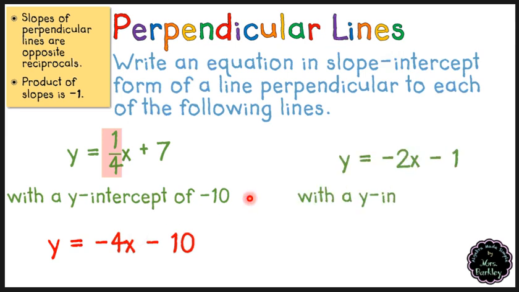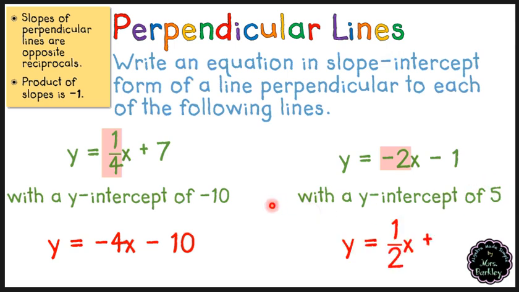Looking at the next equation, y equals -2x minus 1, we have our slope of -2. So we need to find the slope of the line that would be perpendicular. So the opposite reciprocal would be a slope of +1/2. And our y-intercept would be a +5. So our equation would be y equals 1/2 x plus 5.